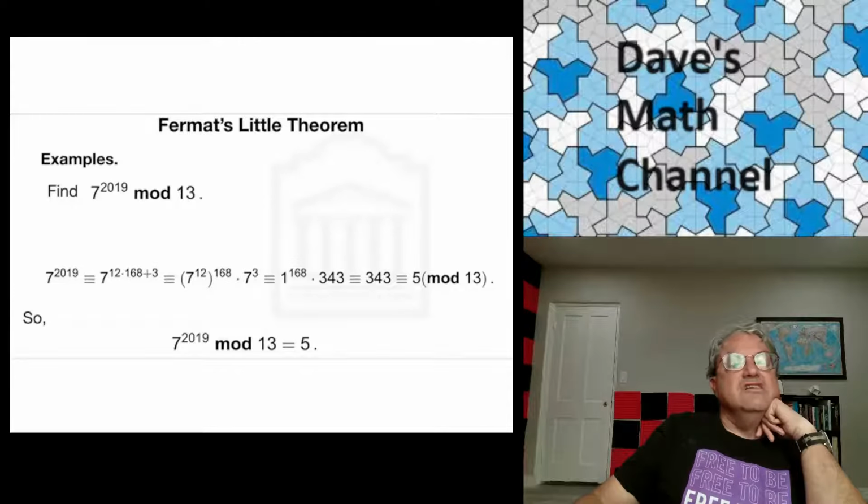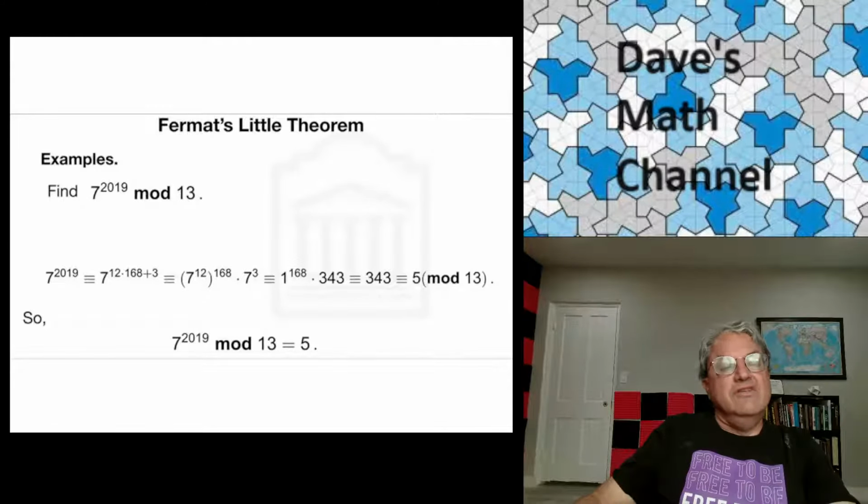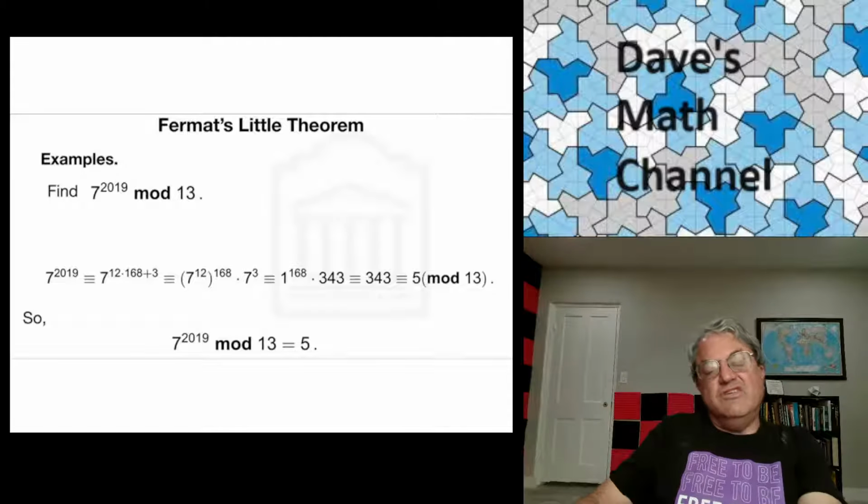So that's very easy. With hardly any work, we didn't even have to use a computer. Just using Fermat's little theorem, we can determine the remainder when we divide this huge number, 7 to the 2019th power, by 13. We know it's equal to 5. Pretty amazing. So it's a very, very useful result. Not that hard to prove and really, really useful.